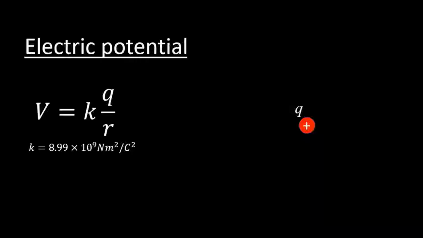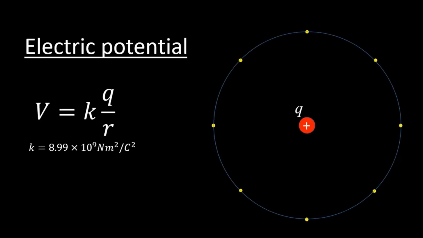So at a certain distance from the point charge, you can mark several points. All of these points will have the same potential. A line connecting these points is called an equipotential line because it's a line that has the same potential. In other words, all points along this line have the same electric potential.